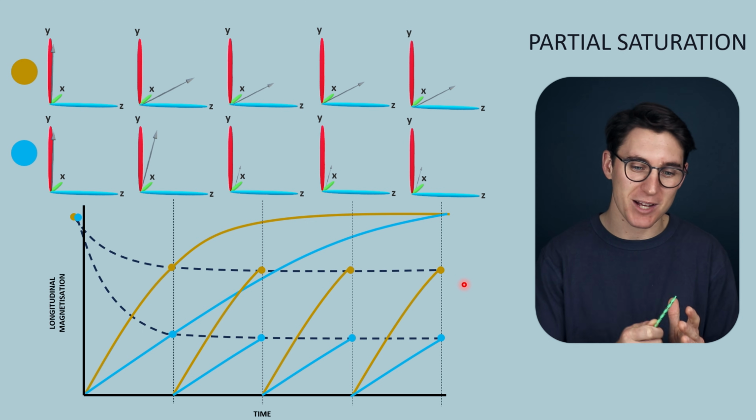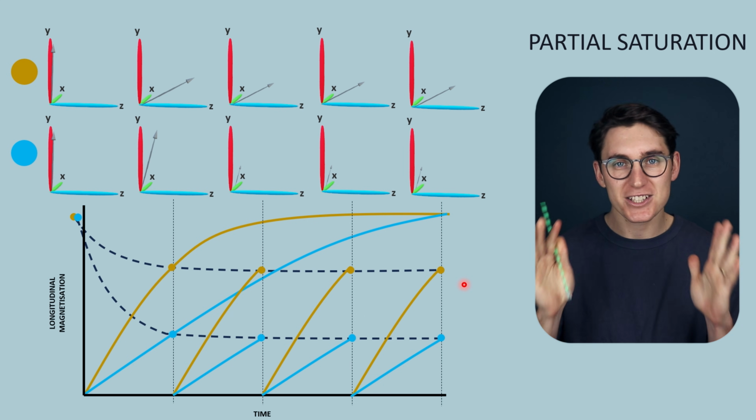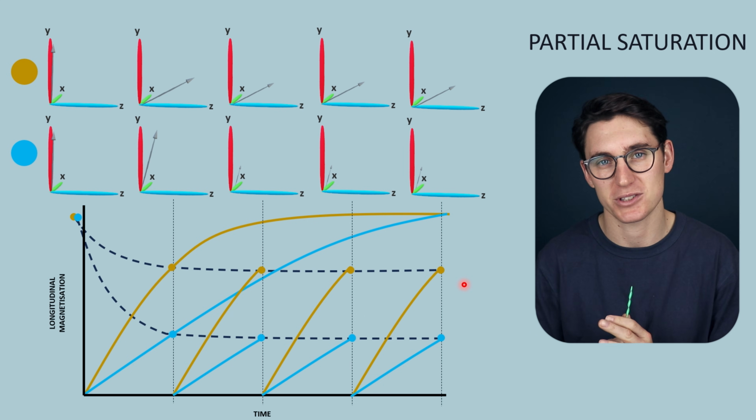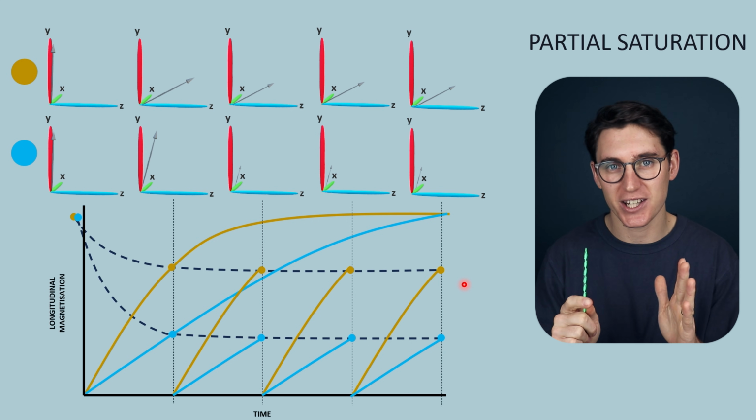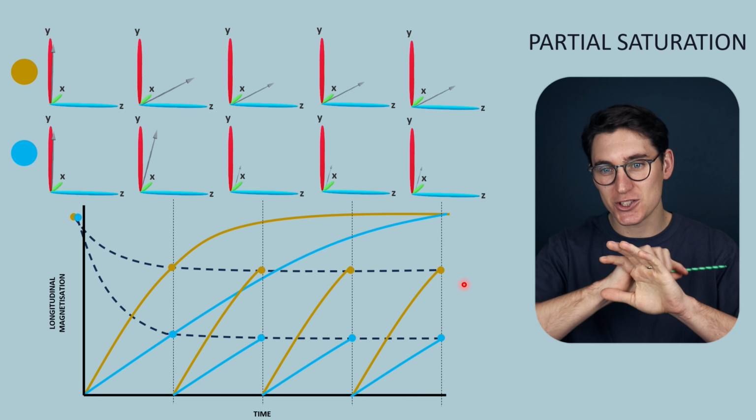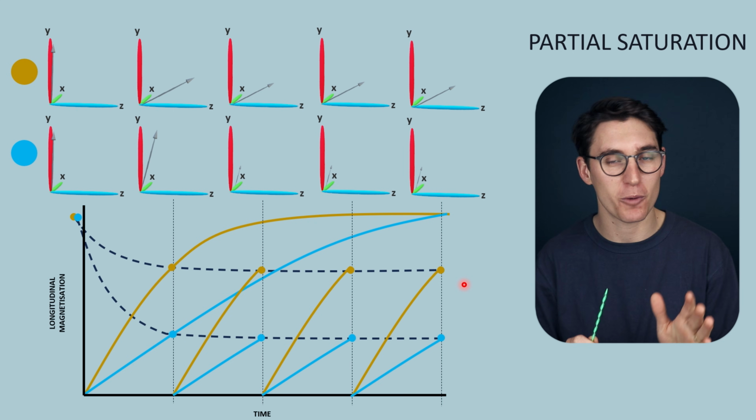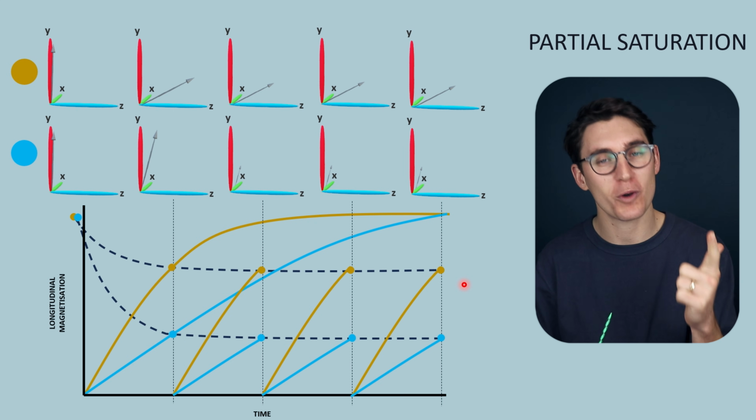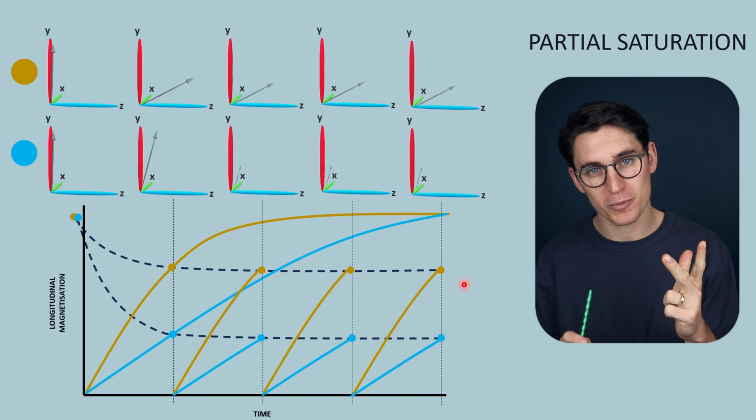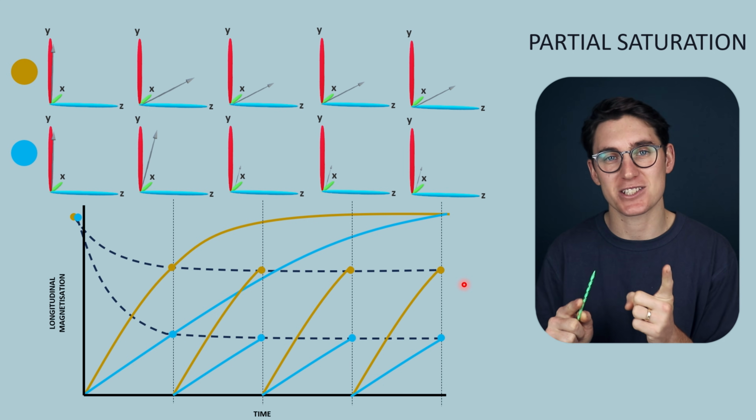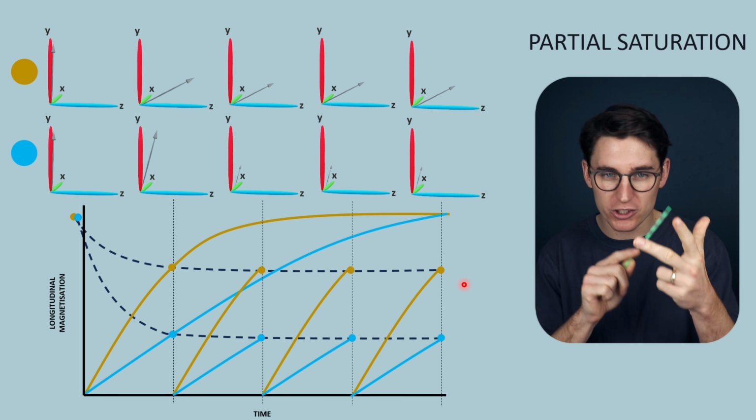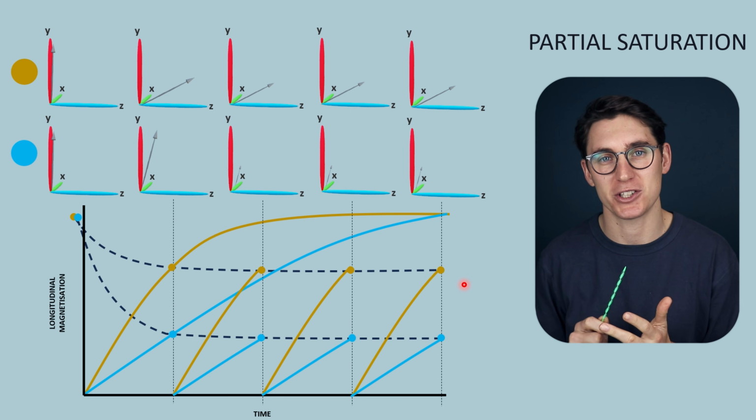Partial saturation is something that naturally occurs based on the TR that we've selected for our pulse sequence. Saturation is when we specifically try to get rid of signal either from a specific tissue, or from a specific region, or from tissue that is entering our slice during the pulse sequence. And we're going to look at those differences in upcoming talks.